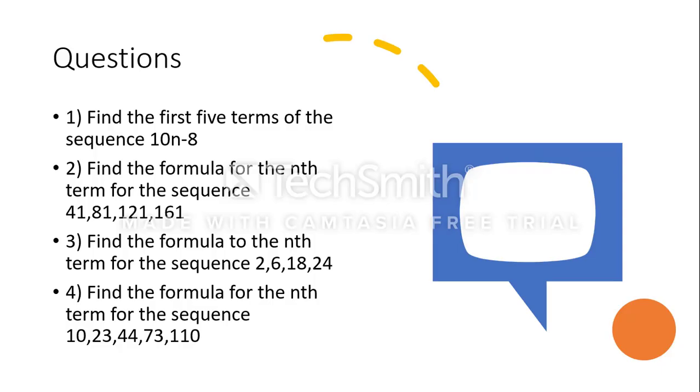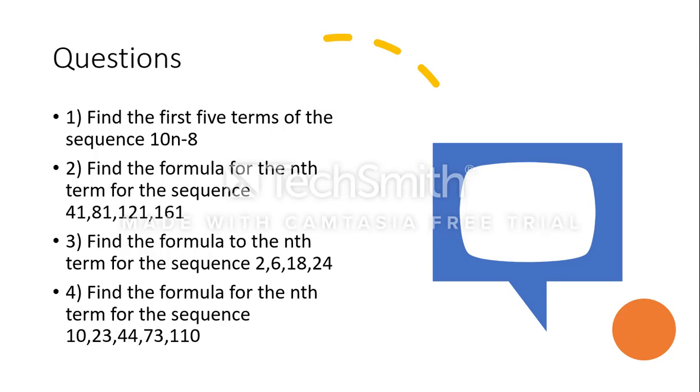So next we'll be looking at some questions to refresh your minds. So first question, find the first 5 terms of the sequence 10n minus 8. Second question, find the formula for the nth term for the sequence 41, 81, 121, 161. So the first one is about using the nth term, the second one is about arithmetic sequences, the third one is about geometric sequences, and the fourth one is about quadratic sequences.